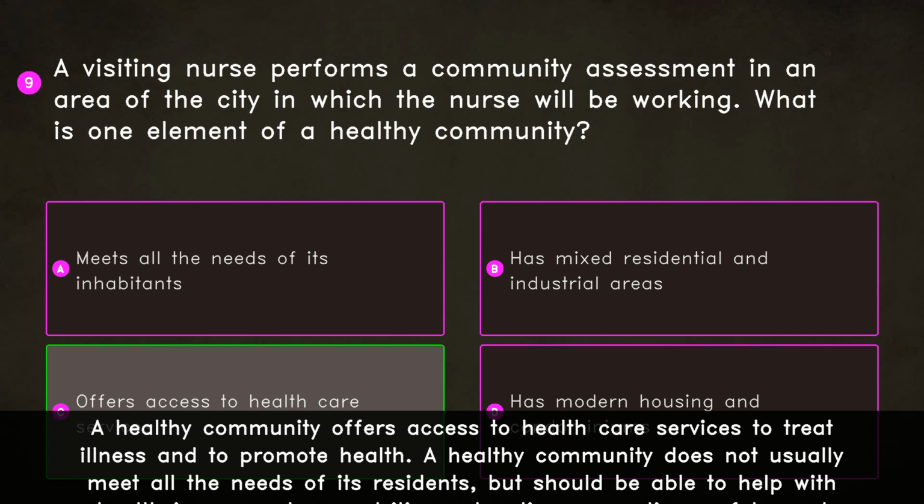A healthy community offers access to health care services to treat illness and to promote health. A healthy community does not usually meet all the needs of its residents, but should be able to help with health issues such as nutrition, education, recreation, safety, and zoning regulations to separate residential sections from industrial ones. The age of housing is irrelevant as long as residences are maintained properly according to code.